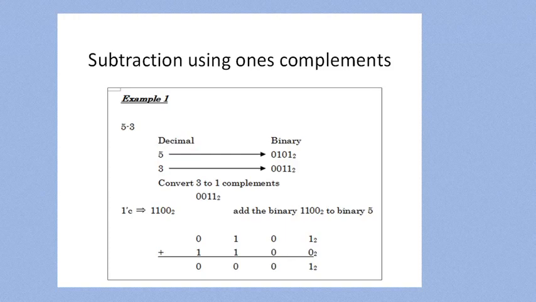Therefore, if you are told to calculate 5 minus 3, the first step, you convert 5 to binary. You also convert 3 to binary. Then you add them up. In case you get an extra digit, we call it an overflow. And in one's complement, we add the overflow to the answer. In two's complement, we ignore the overflow.